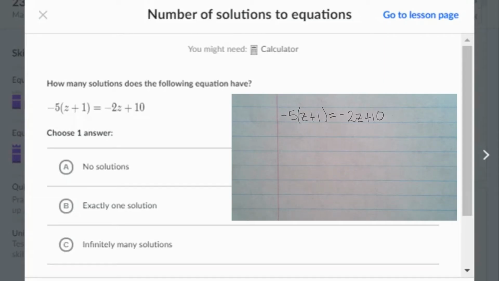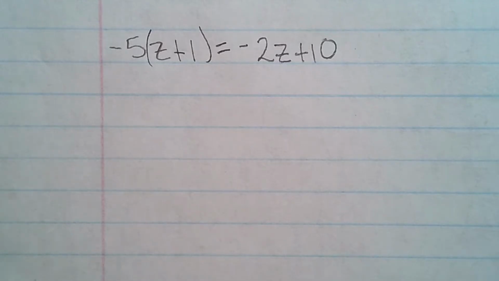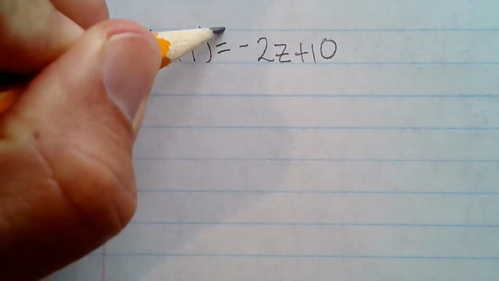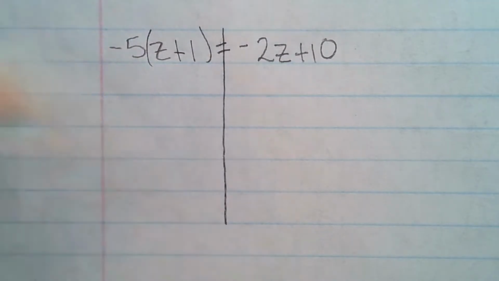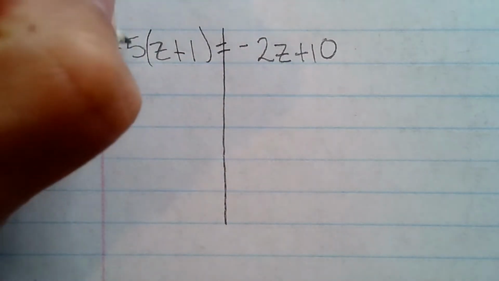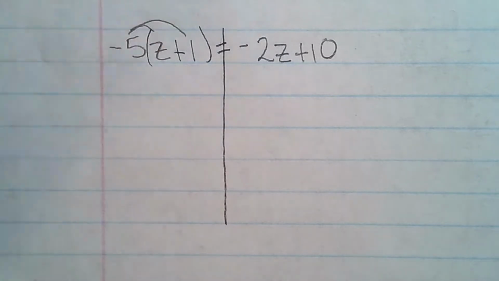Okay, Khan Academy here, numbers of solutions. To determine that, I think the first step really is to solve the whole thing. And then I'll give you my little cheat codes on this. So I'm just going to solve this. I'm going to recognize that there are two sides to the equation, and I'm going to distribute the -5 to each of these items.